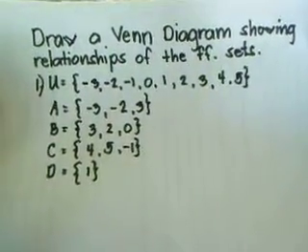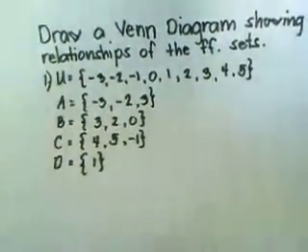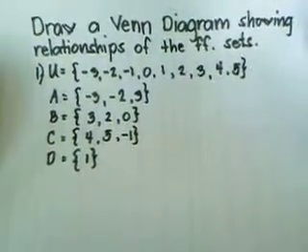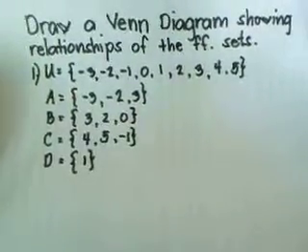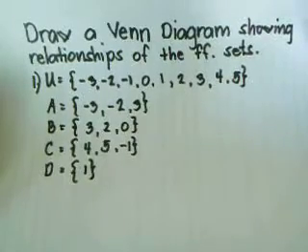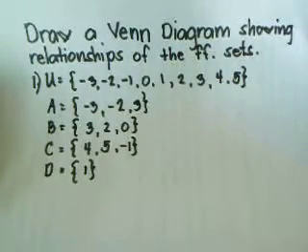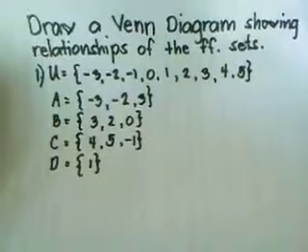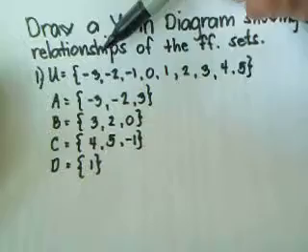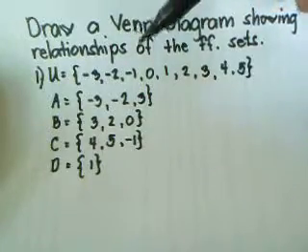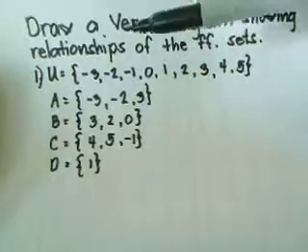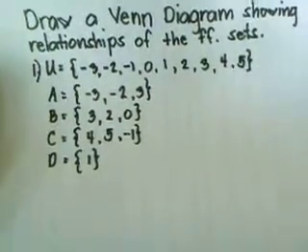This is the problem that I gave to my students for an assignment. So I am going to discuss this here, wherein you are going to draw a Venn diagram showing the relationships of the following sets, wherein the universal set has the elements of -3, -2, -1, 0, 1, 2, 3, 4, and 5.